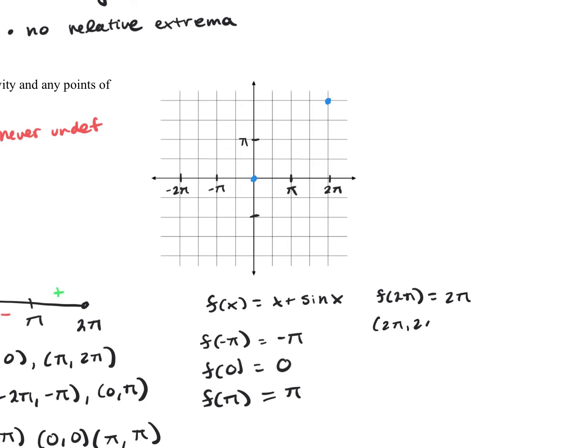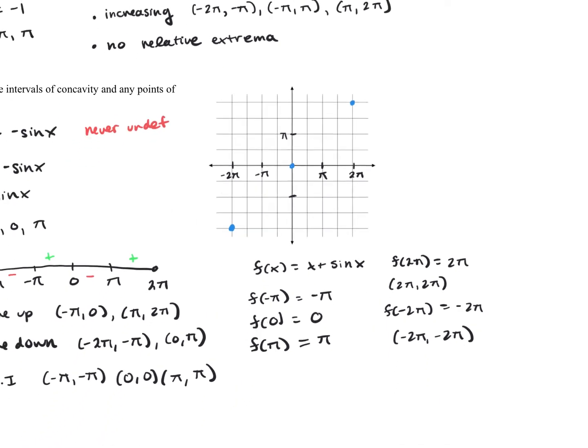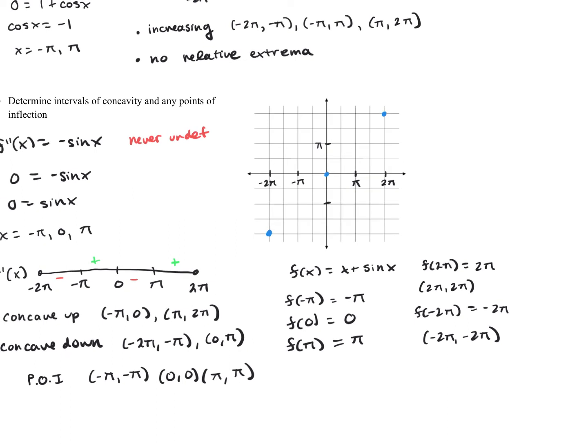That's an endpoint. And then we'll find our other endpoint at negative 2 pi. So if you plug that in here, again, sine of negative 2 pi is 0, so that just leaves us with negative 2 pi, so that's our endpoint on the left, so down here. Okay, other points that we should plot would be our points of inflection, because that's where we're going to be changing concavity. So we have negative pi, negative pi, 0, 0 we already have, and pi, pi.